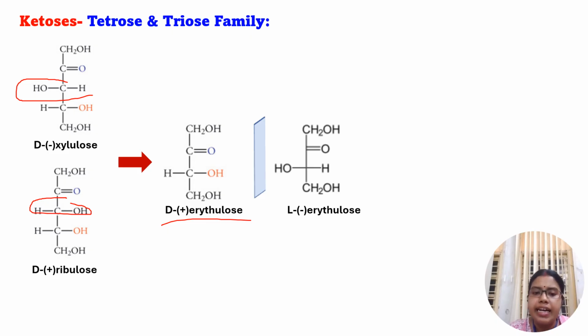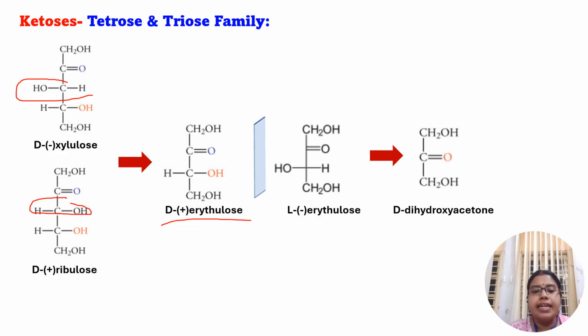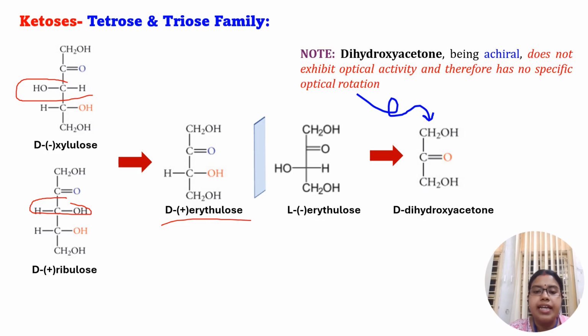And from the L-erythrulose, we will get hydroxyacetone. We can say it is normally just hydroxyacetone because it is achiral, so it does not exhibit optical activity. Therefore, it doesn't have a specific orientation, dextrorotatory or levorotatory, because it is achiral. Up to this, it is the Fischer projection of the monosaccharide.